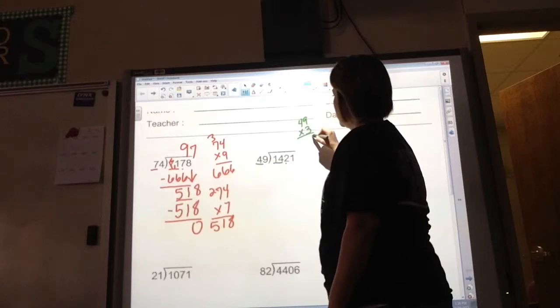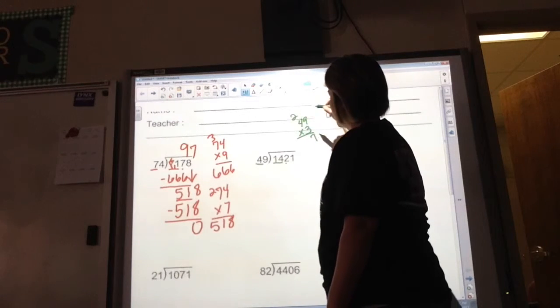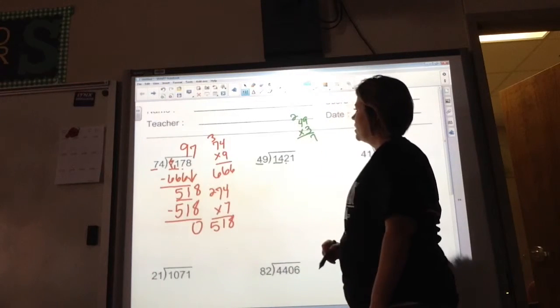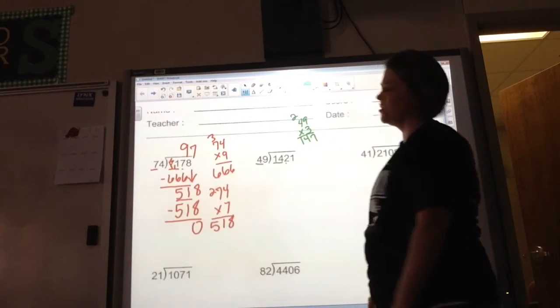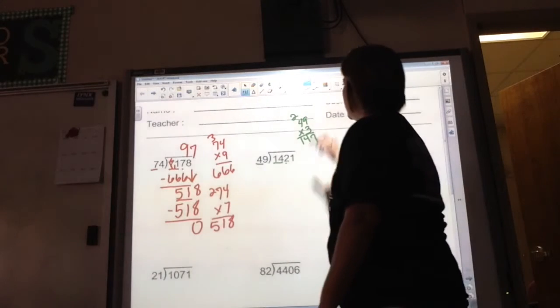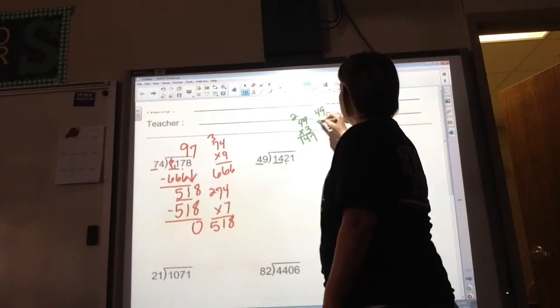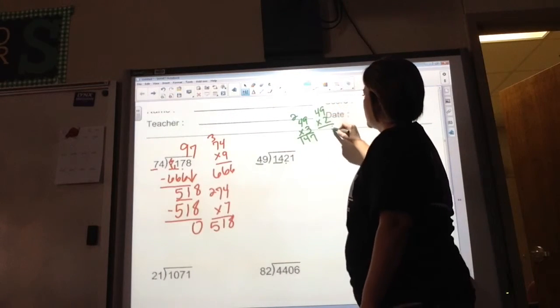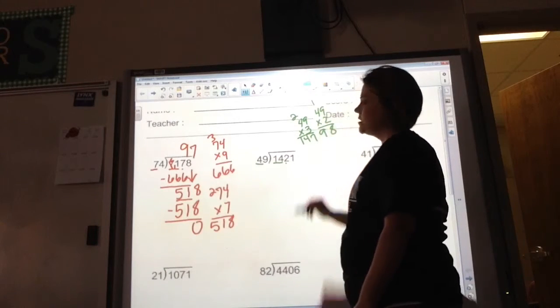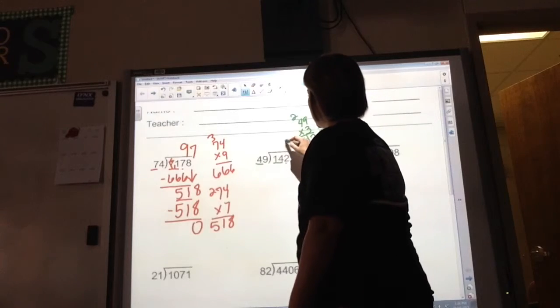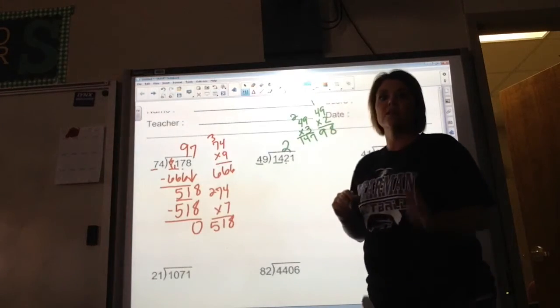3 times 9, 27. 7 goes down, 2 goes up. 3 times 4, 12, plus 2 is 14. I get 147. Oh, shoot. It's just a little bit too big. So now I'm going to try 49 times 2. 2 times 9, 18. 2 times 4, 8 plus 1, 9. Gives me 98. So I'm going to put a 2 on the roof, which means you just divided.